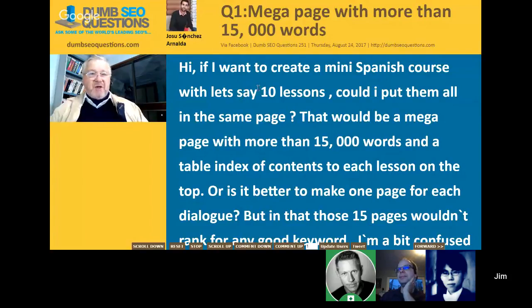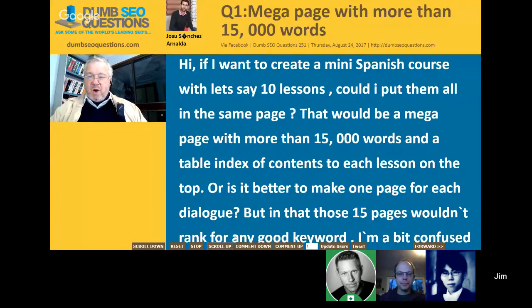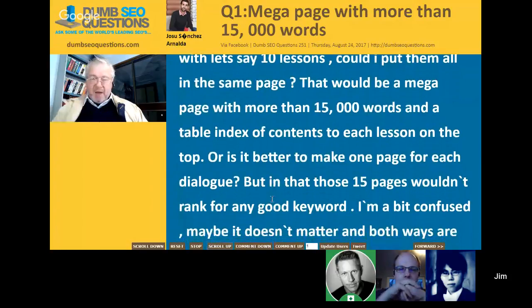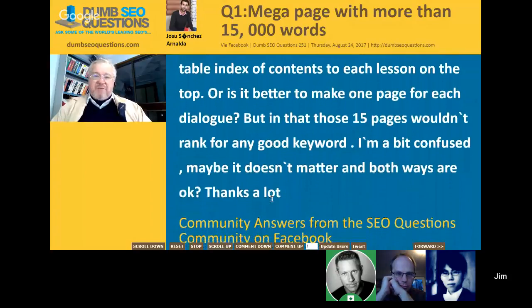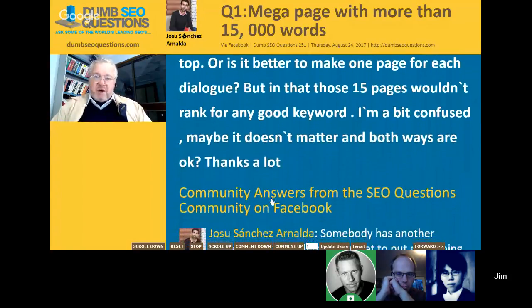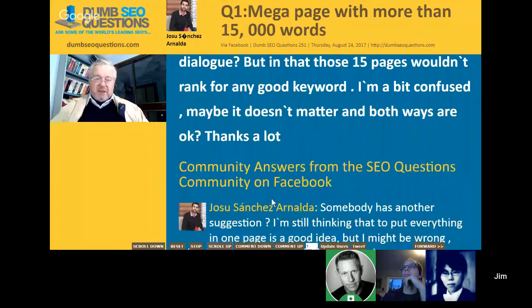15,000 words. Anyway, Jesus Sanchez Analda asks, hi, if I want to create a mini Spanish course with, let's say, 10 lessons, could I put them all on the same page? That would be a mega page with more than 15,000 words and a table index of contents to each lesson on the top. Or is it better to make one page for each dialogue? But in that, those 15 pages wouldn't rank for any good keyword. I'm a bit confused. Maybe it doesn't matter and both ways are okay. Thanks a lot.